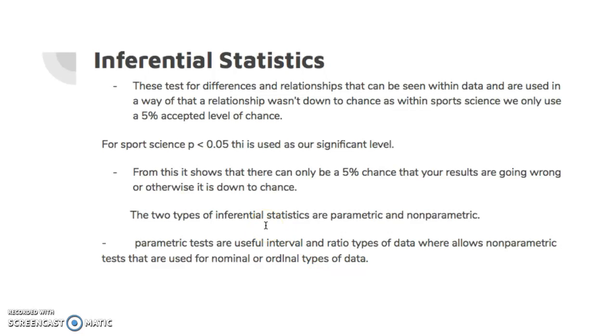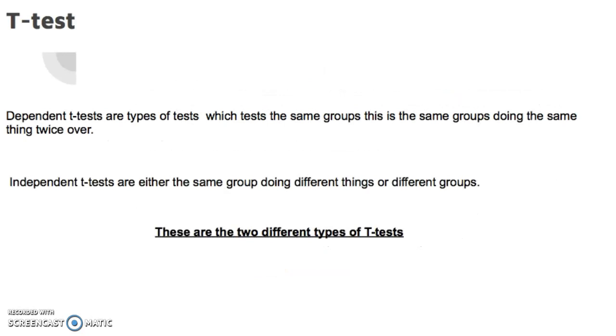Parametric tests are useful for interval and ratio types of data, whereas non-parametric tests are used for nominal or ordinal types of data. T-tests. Dependent t-tests are tests which test the same group. This is the same group doing the same thing twice over. Independent t-tests are either the same group doing different things or different groups.